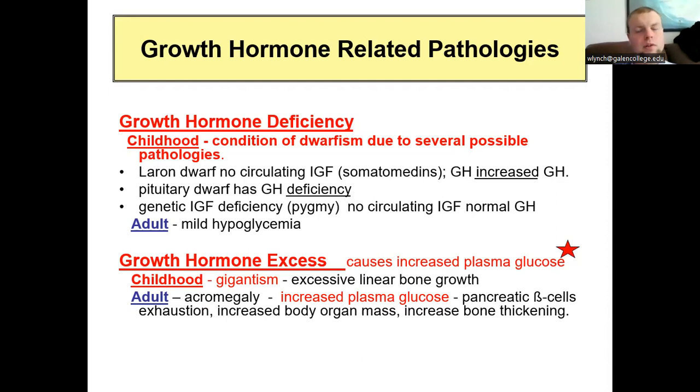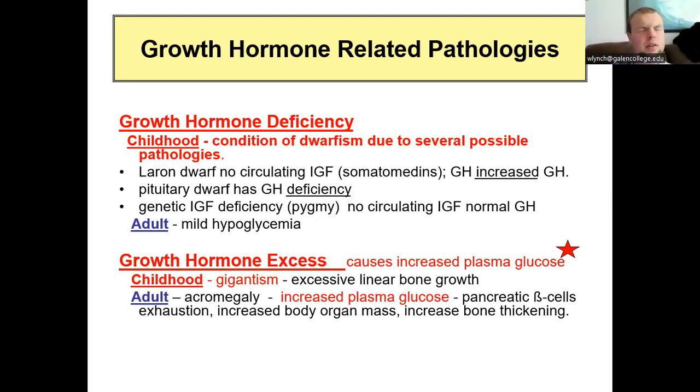A pituitary dwarf is going to be a growth hormone specific deficiency. This is where the pituitary gland itself is not able to secrete growth hormone as it should. Finally, genetic IGF deficiency is also known as a pygmy. This is where we have no circulating IGFs. In adulthood, growth hormone deficiency can cause mild hypoglycemia. Right? So we see that during childhood, growth hormone deficiency has a lot of things that can complicate growth. During adulthood, growth hormone deficiency is not quite as severe, but we can see cases of mild hypoglycemia.